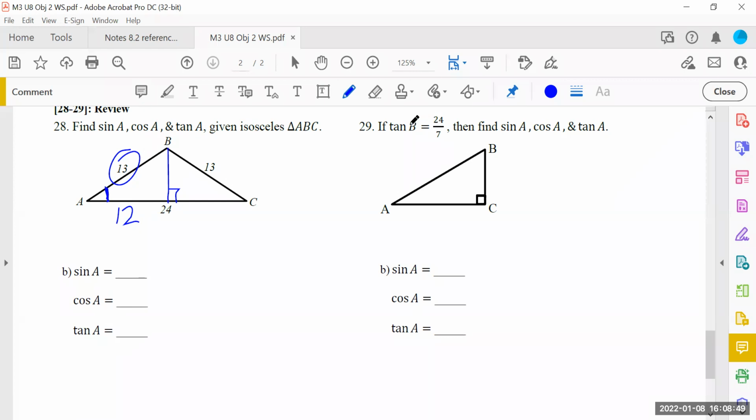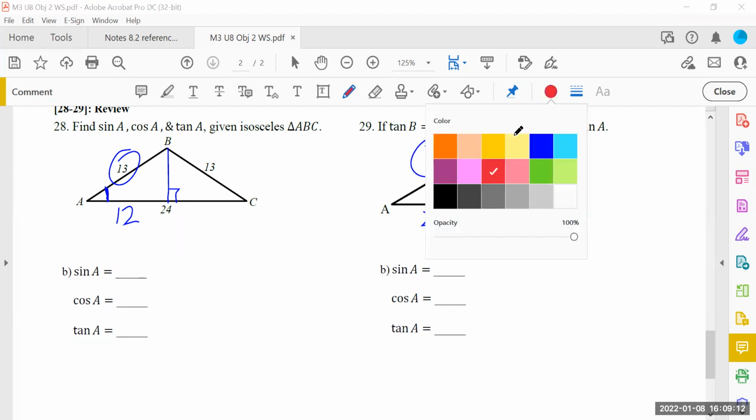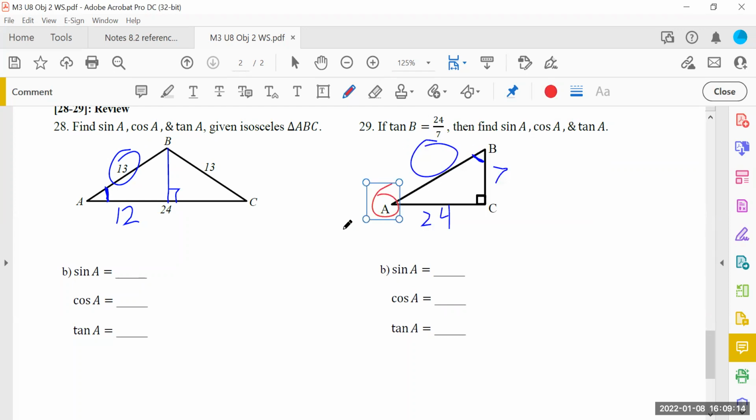This one's telling you, okay, tangent of B is 24 over 7. So tangent is opposite, so 24 as the opposite side over adjacent 7. Use the Pythagorean theorem to find that missing hypotenuse. And then you can find sine, cosine, and tangent of A. Notice that now, for these down here, they told us one of B. Now we're doing of A from there. So again, that's hopefully review. If not, work it out.